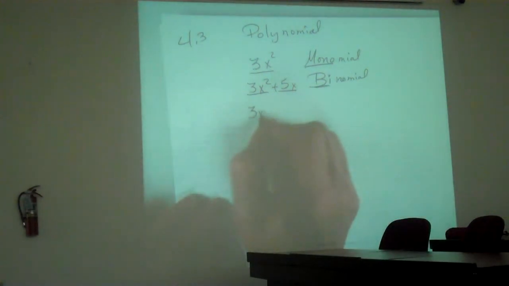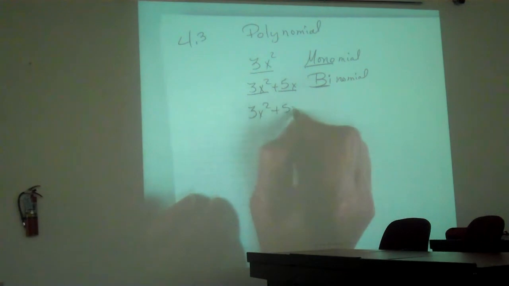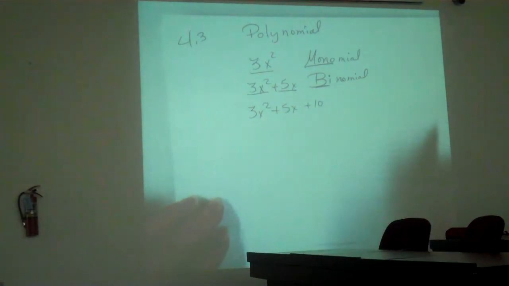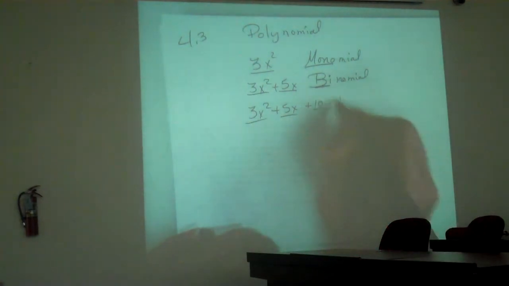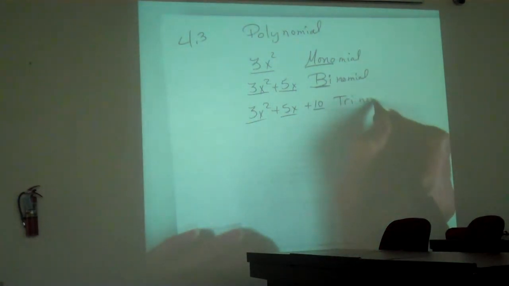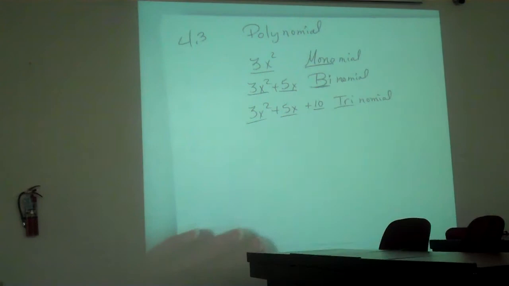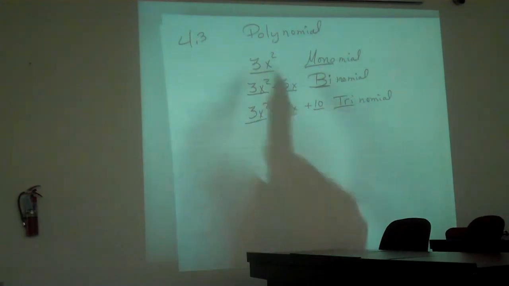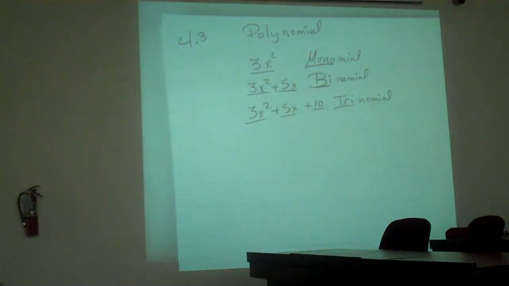Okay, how about a three term? Let's add another term on there. That's got three terms. Trinomial. And they don't have a 4. They just stop at 3, and then from there on you're just polynomial. All these are actually polynomials also, but after that you don't have specific names for them, okay?